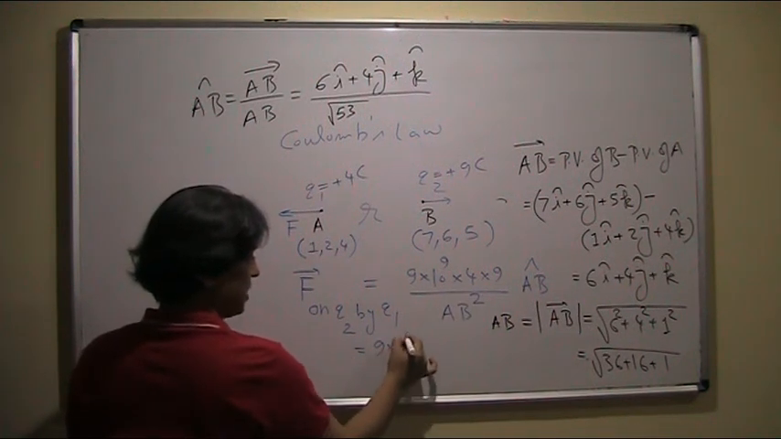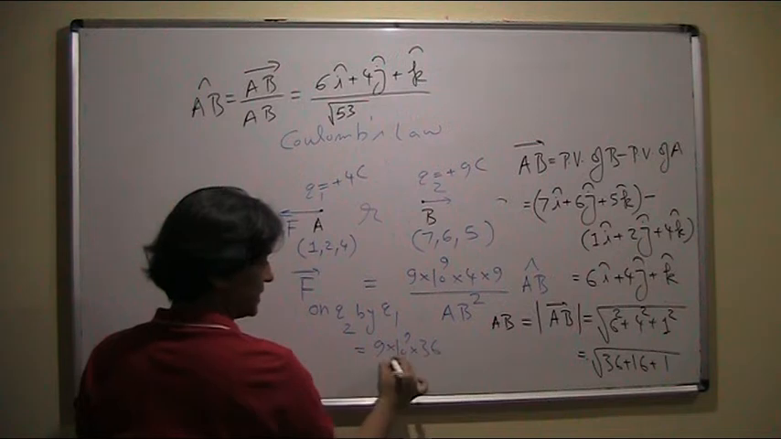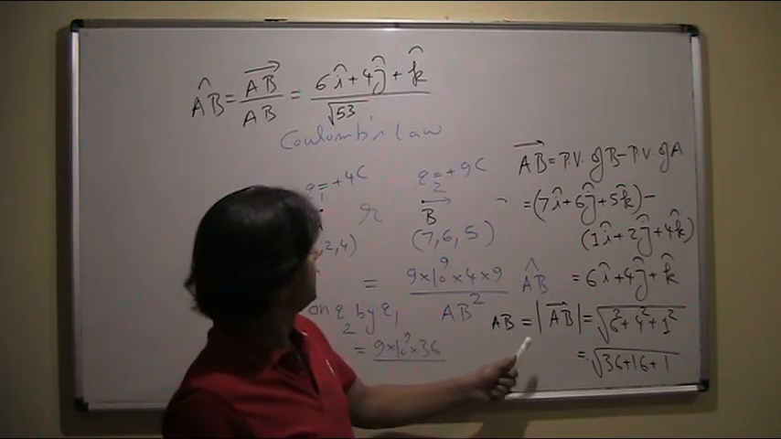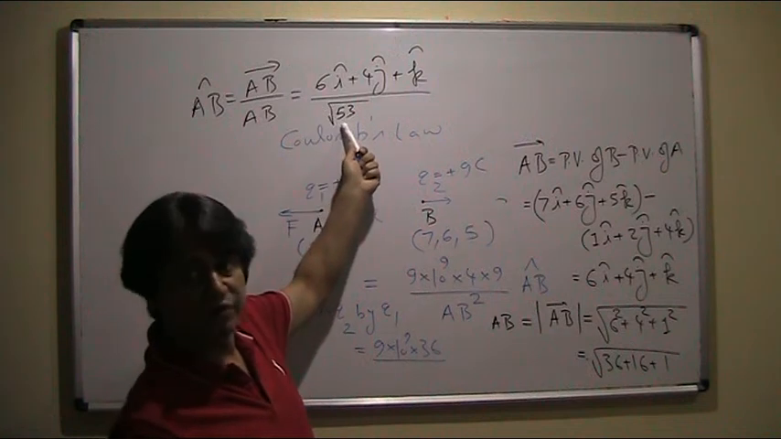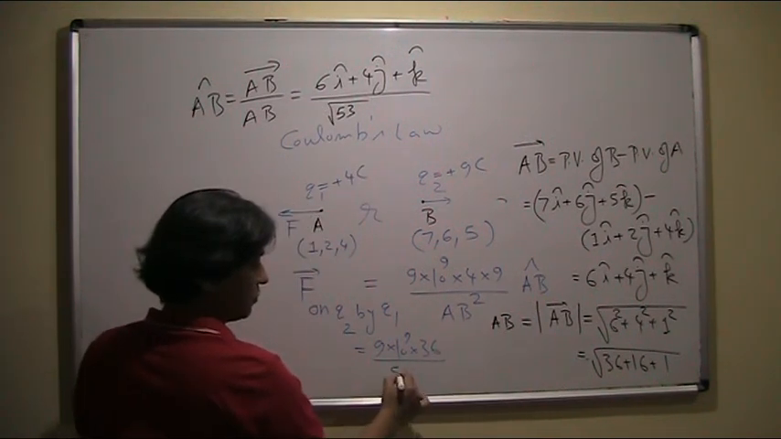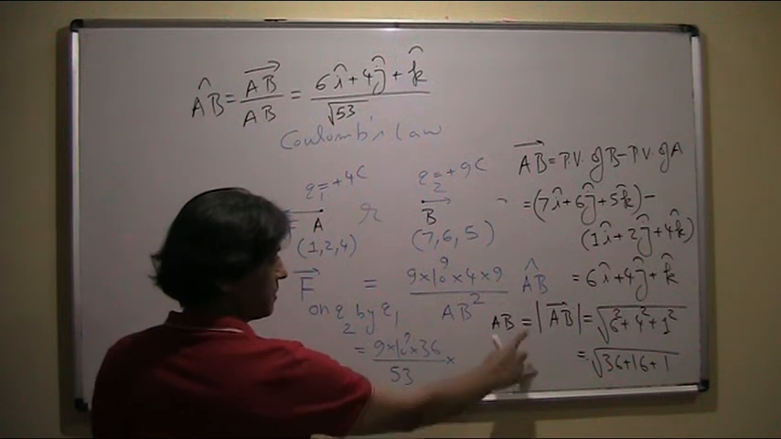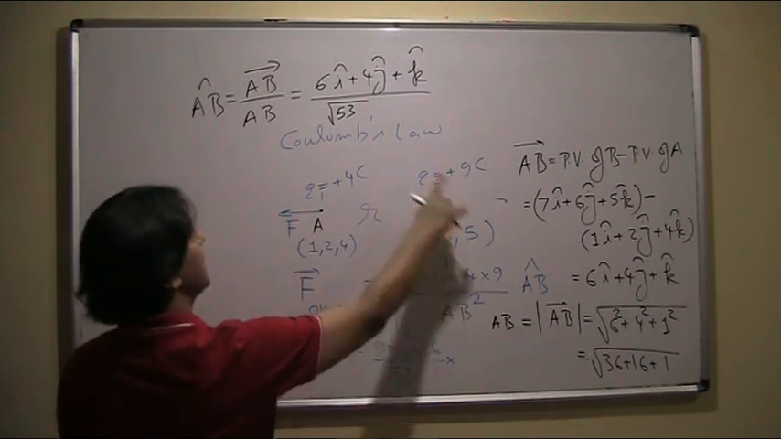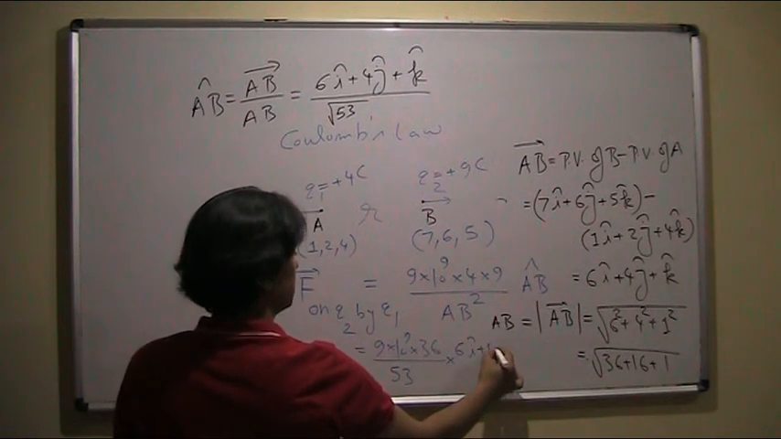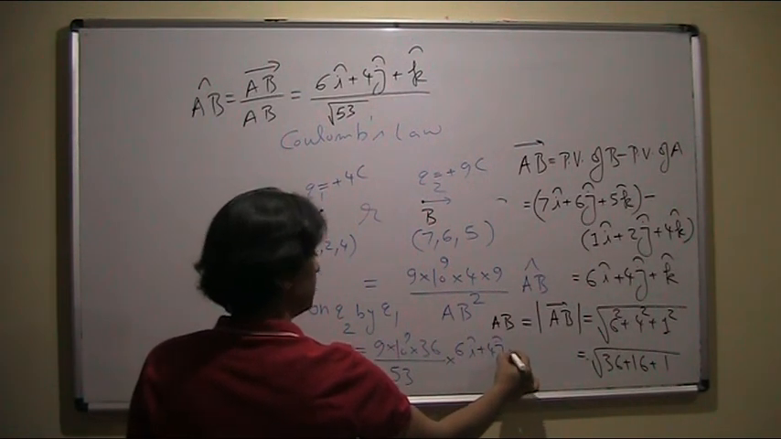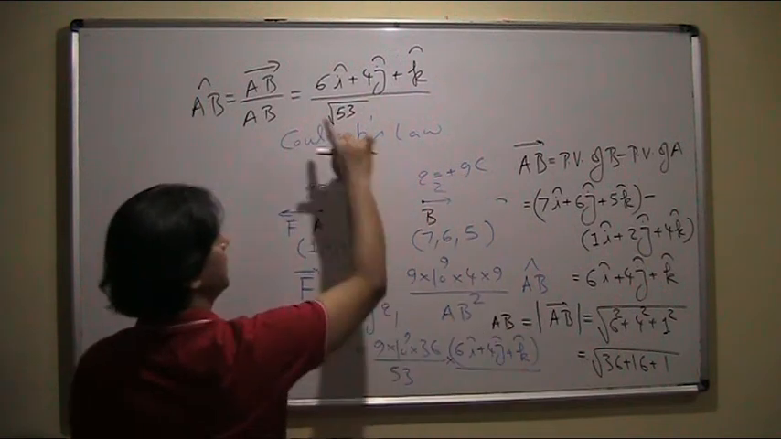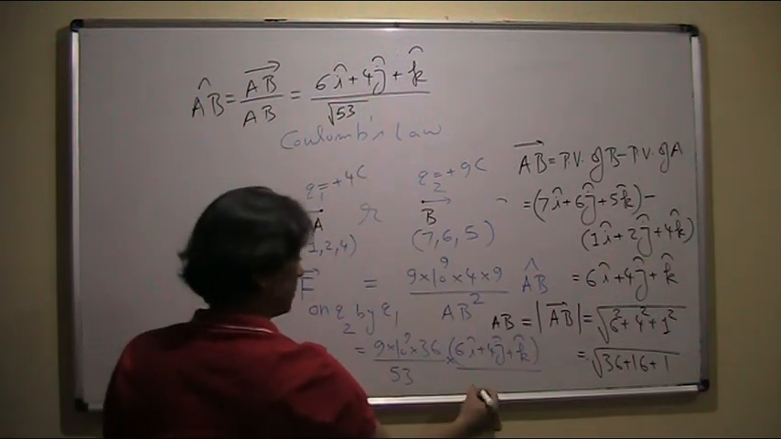9 into 10 to the power 9 multiplied by 36 divided by AB. We already calculated value of AB. AB is here, root 53. If AB is root 53, its square is what? 53 multiplied by AB cap. What is AB cap? AB cap is this, 6I cap plus 4J cap plus K cap divided by AB, which is root 53.